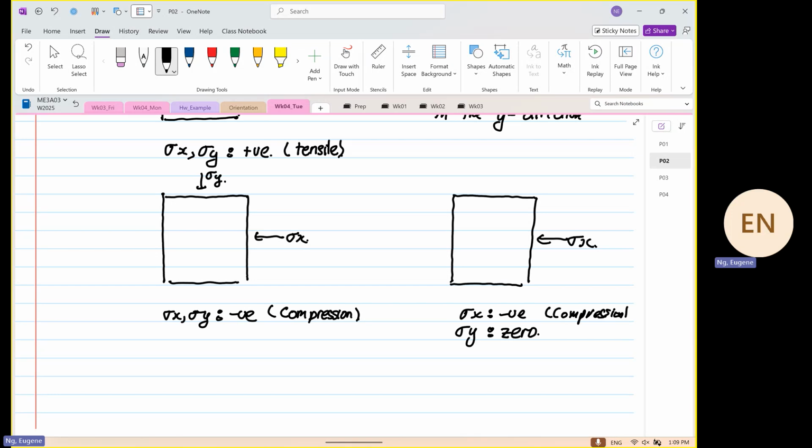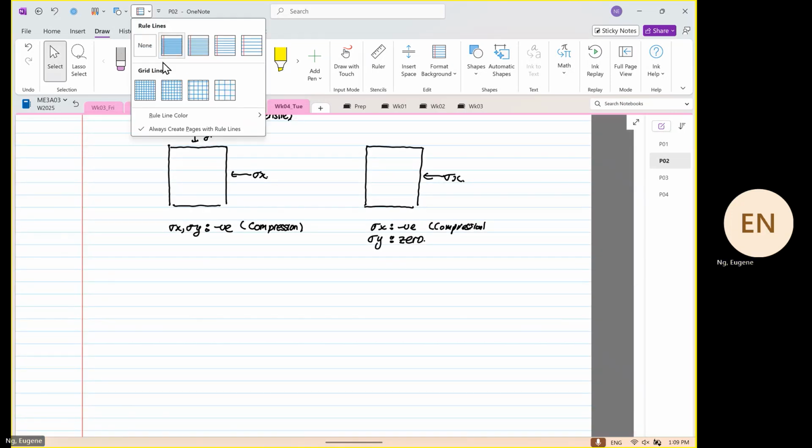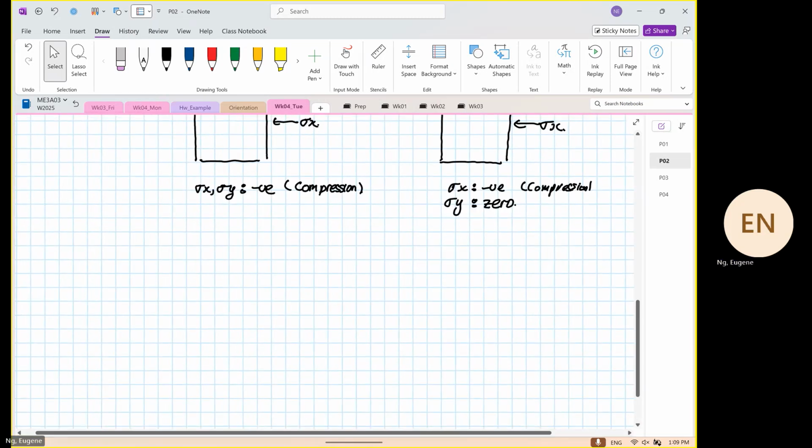Now, how is this related to Mohr circle? So now you know an element. You know what an element is. You know how the normal stress responds. Now, how is this related to Mohr circle? So next, we are going to construct Mohr circle.